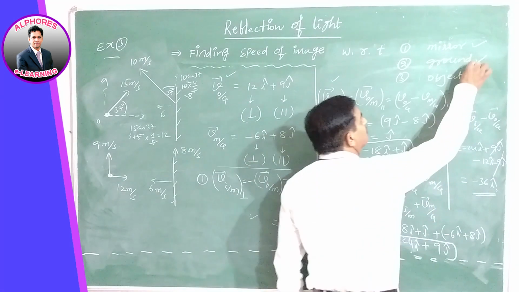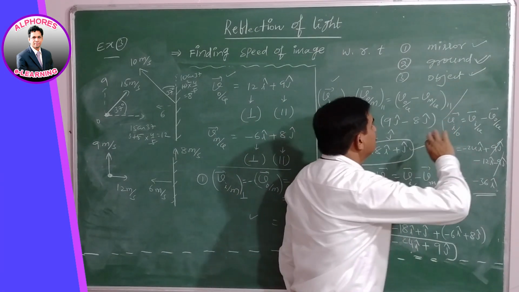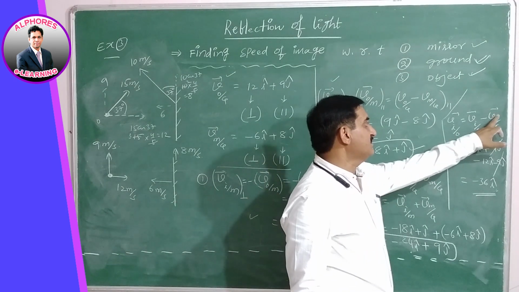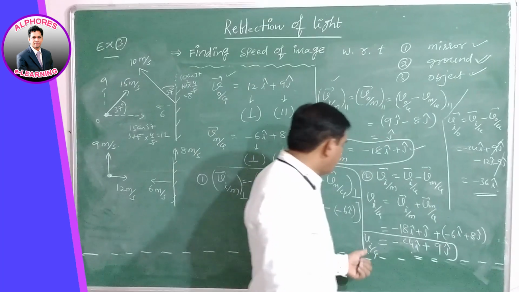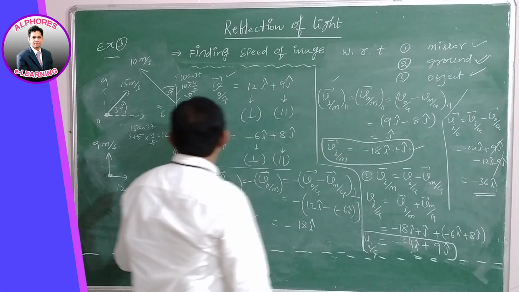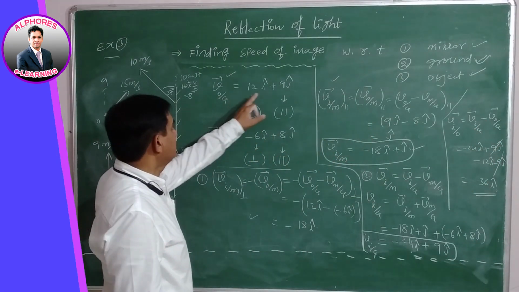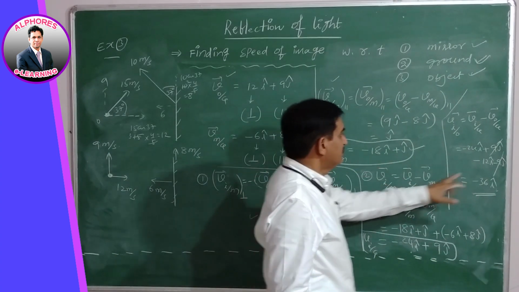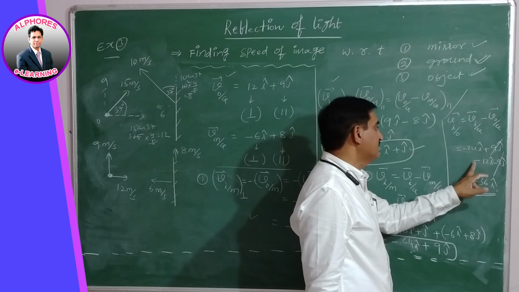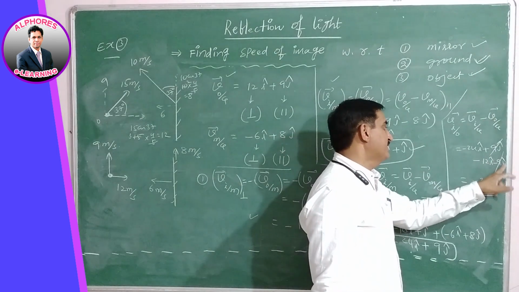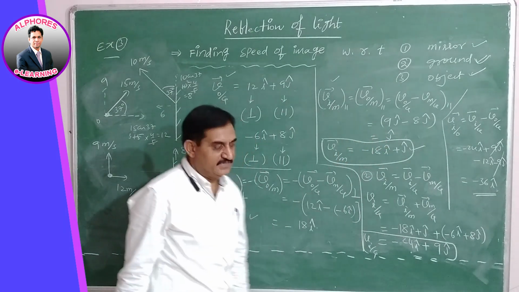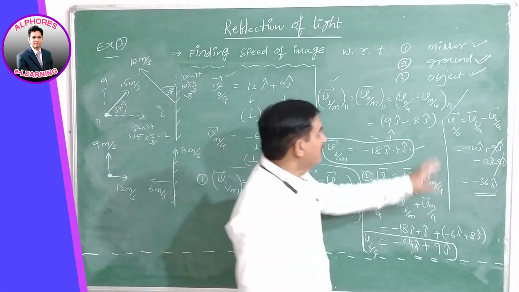And the third question is image with respect to object. Image with respect to object equals image with ground minus object with ground. Image with ground, already calculated, is minus 24i plus 9j, and object with ground is 12i plus 9j. Of course, in between these two in the formula there is a negative sign that is multiplied. So minus 12i minus 9j. Minus 9 plus 9 gets cancelled, and you get minus 36i. So this is with respect to the object.